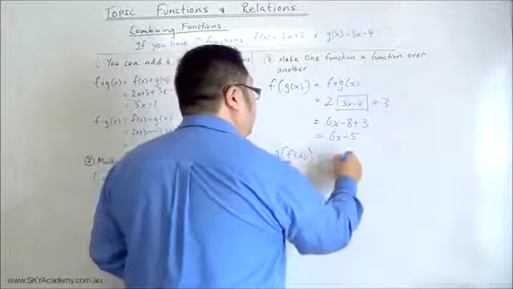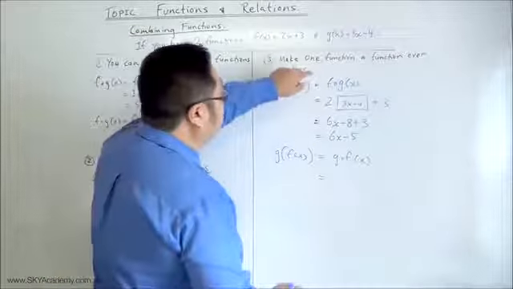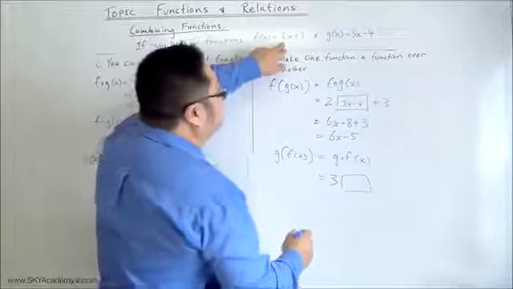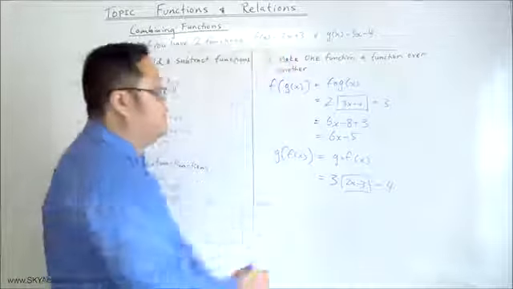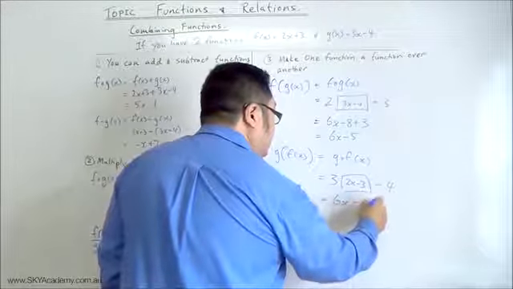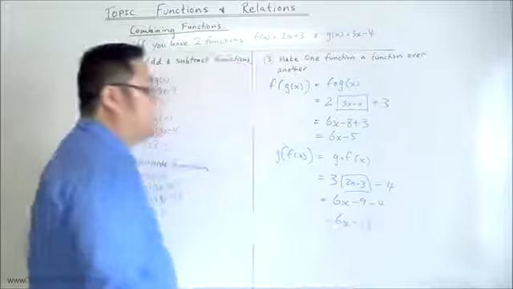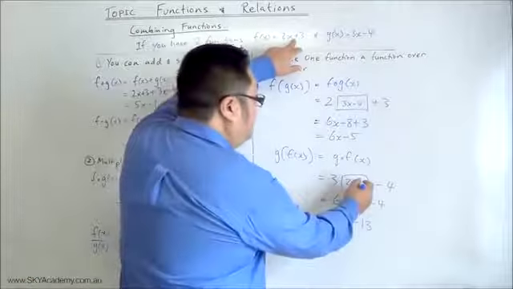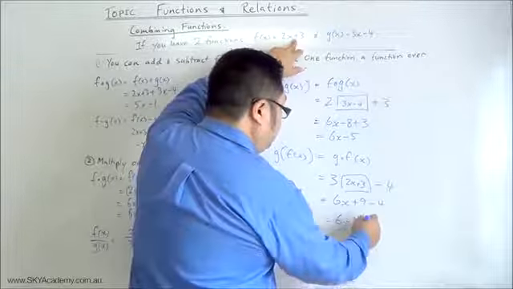You can just as easily do f of x inside of g of x, and end up with g of f, which would be 3, and what you would put inside the 3 is the 2x plus 3. And that would give you 6x plus 9 minus 4, which gives you 6x plus 5. Hang on, something's wrong. I should have put plus there, and that should give you plus 5.